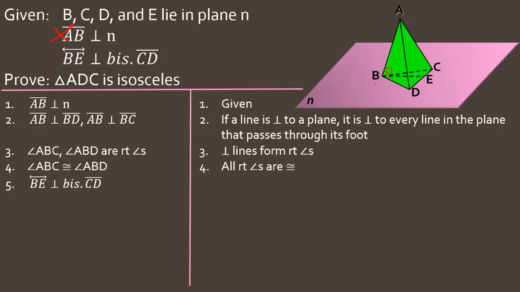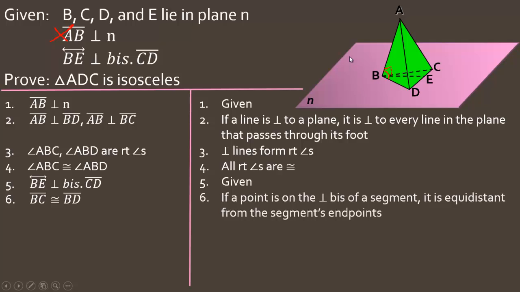Then we can say that line BE is the perpendicular bisector of CD, which is also given. Okay, which tells us that BC and BD are congruent, because if a point is on the perpendicular bisector of a segment, it is equidistant from the segment's endpoints. Remember, this goes back, so we need to go back to that one.